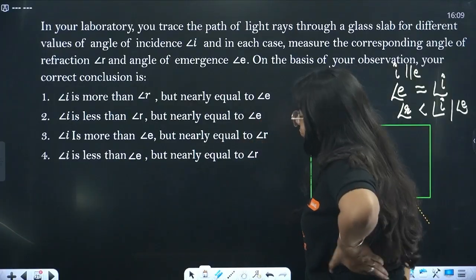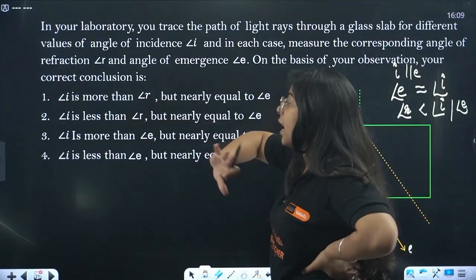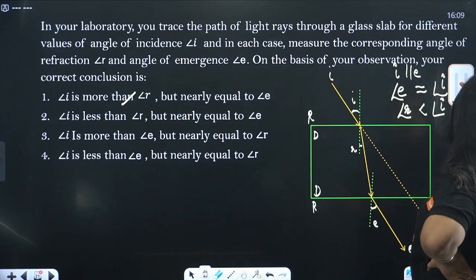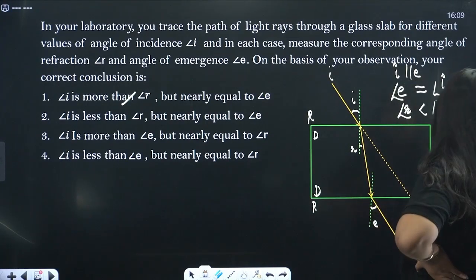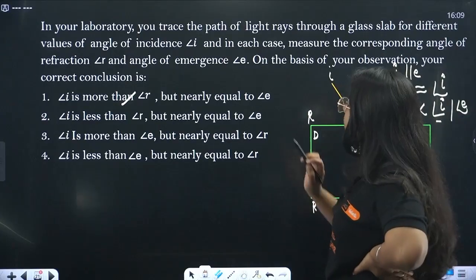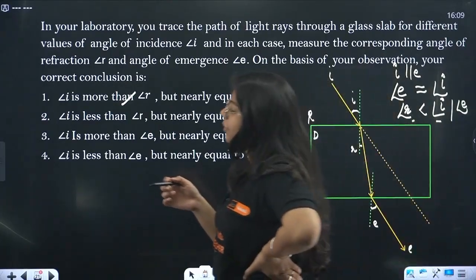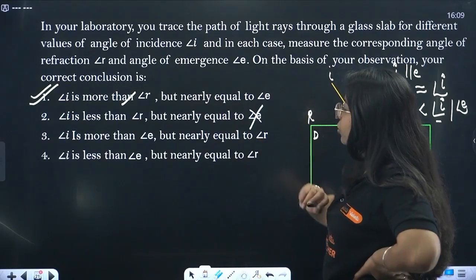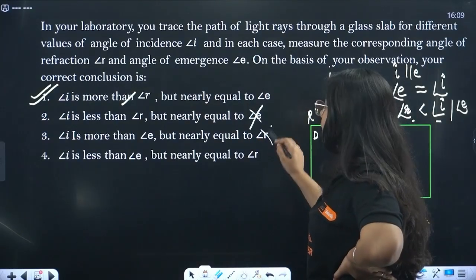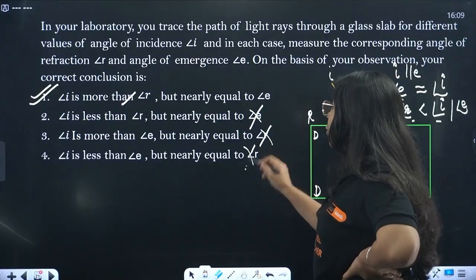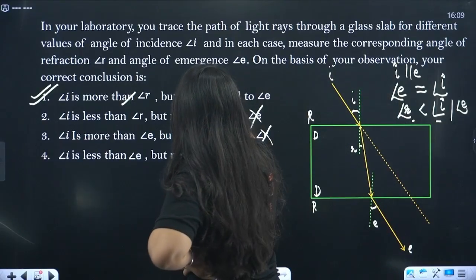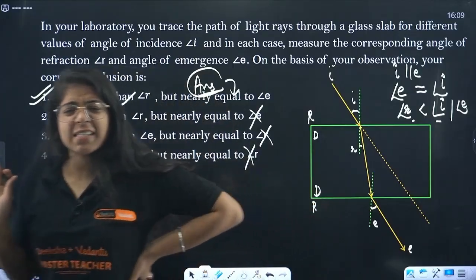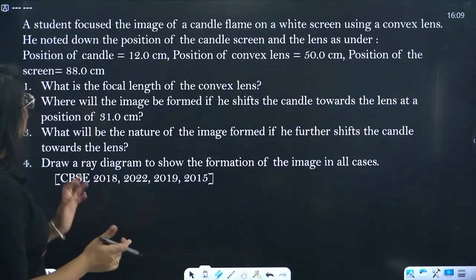Okay, so I is more than R. That is true. Angle I is more than angle R, and nearly equal to E. I think we have found the correct answer. Then I is less than R? No, this is not true. I is more than E? No, they are equal. I is less than E? No. So this first option is your answer. Done? Understood? Very easy.